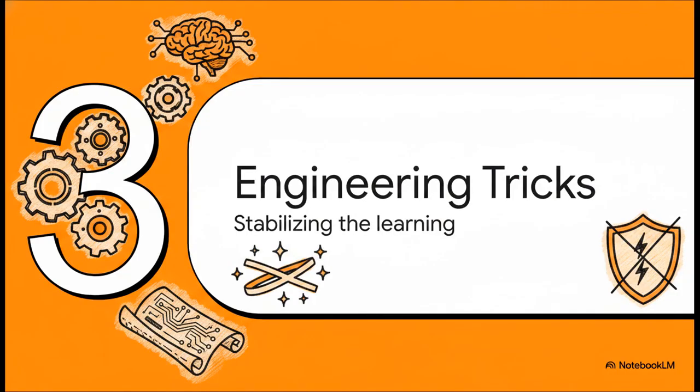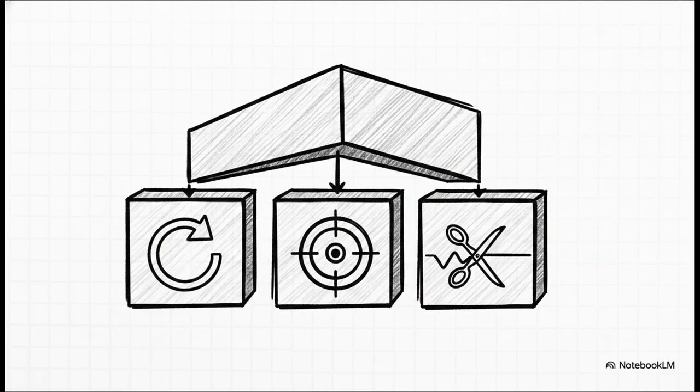Moving right along to Section 3, 3 engineering tricks. The real magic of those early DeepMind papers wasn't that they invented brand new math out of thin air. It was that they used 3 incredibly clever engineering tricks that finally defeated the deadly triad. Trick 1, experience replay. Trick 2, the target network. And trick 3, reward clipping. Literally everything built since is stacked on this base. So let's break them down.